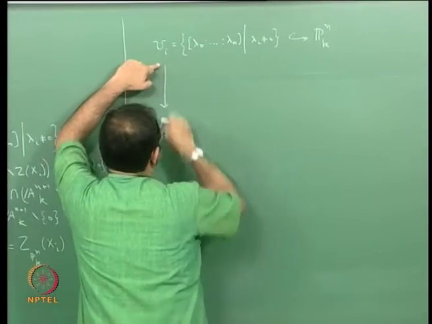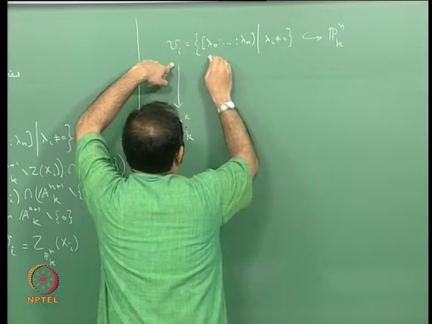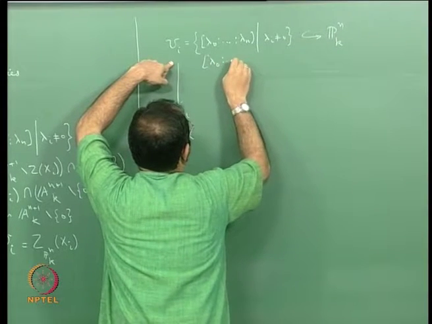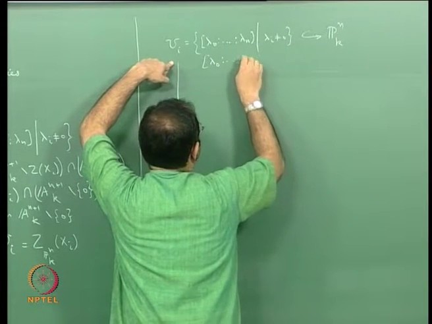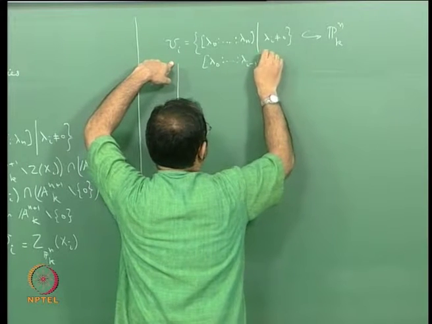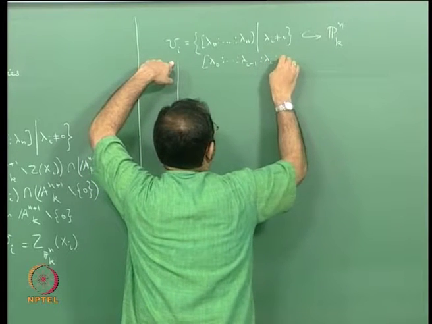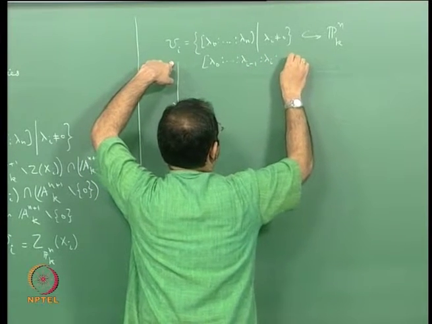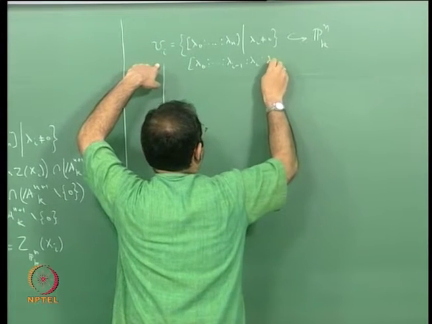So let me explain that. This map is very easily defined. What you do is you take a point with coordinates lambda naught, etc. So I will write this down. There is a lambda I minus 1, there is a lambda I, and then there is a lambda I plus 1.